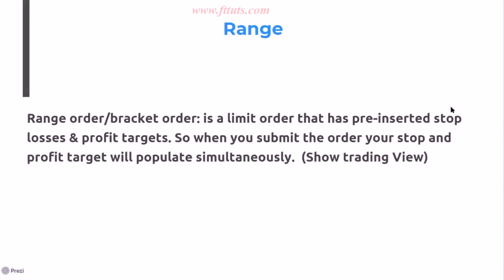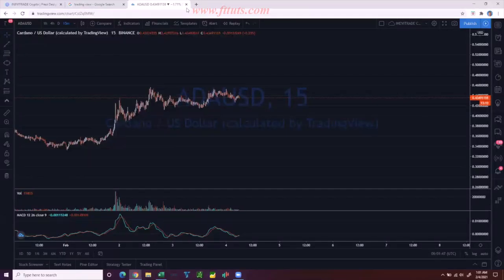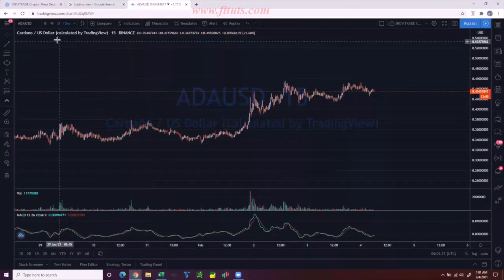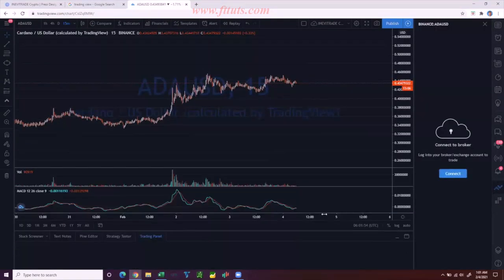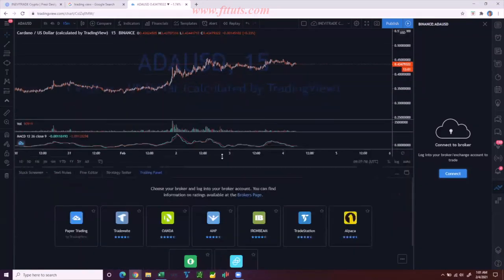A range order is a bracket order. So basically, it's a limit order that has pre-inserted stop losses and profit targets. So when you submit the order, your stop and profit target will populate simultaneously. So I can actually show you an example of doing this on TradingView right now. I think there's no broker hooked up to this, so we'll just hook it up to paper just to do this example real quick.